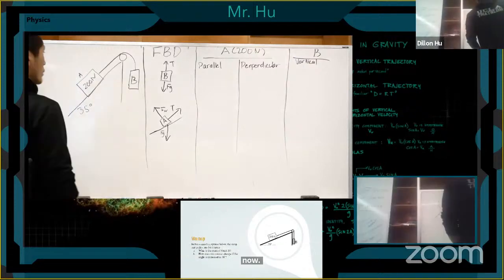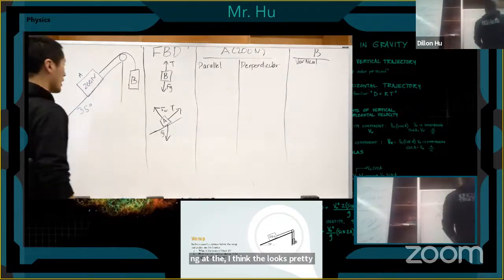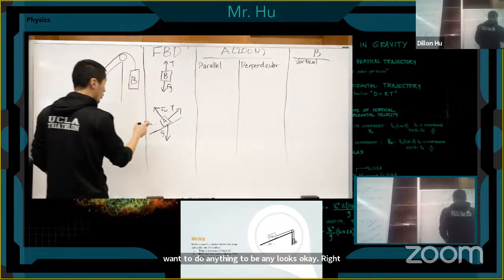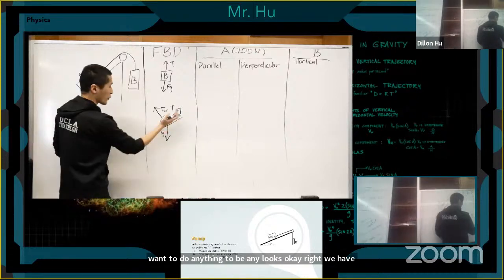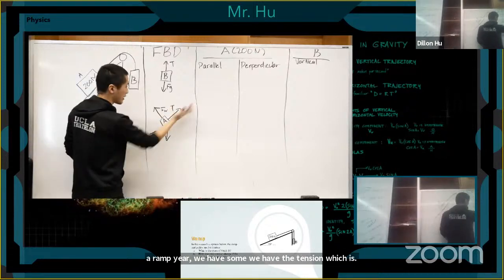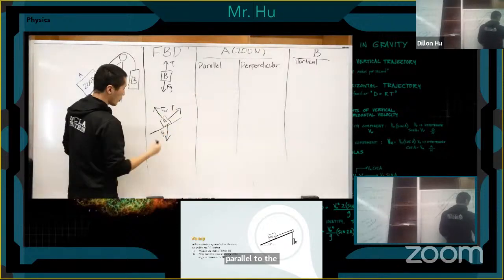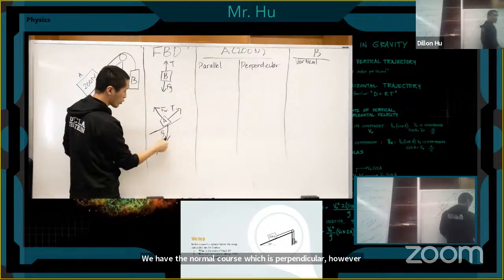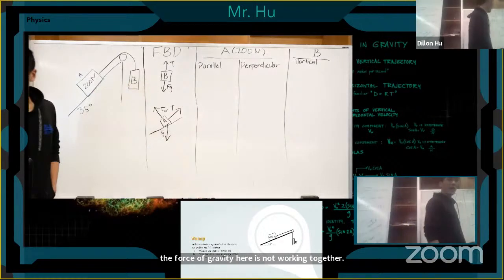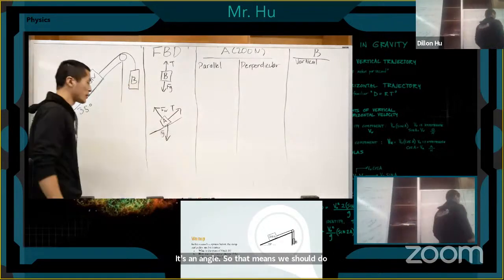Looking at B, I think B looks pretty simple. We don't really need to do anything to B. A looks okay, right? We have a ramp here. We have the tension, which is parallel to the direction of motion. We have the normal force, which is perpendicular. However, the force of gravity here is not perpendicular. It's at an angle. So that means we should do something to the gravity to make it more usable.